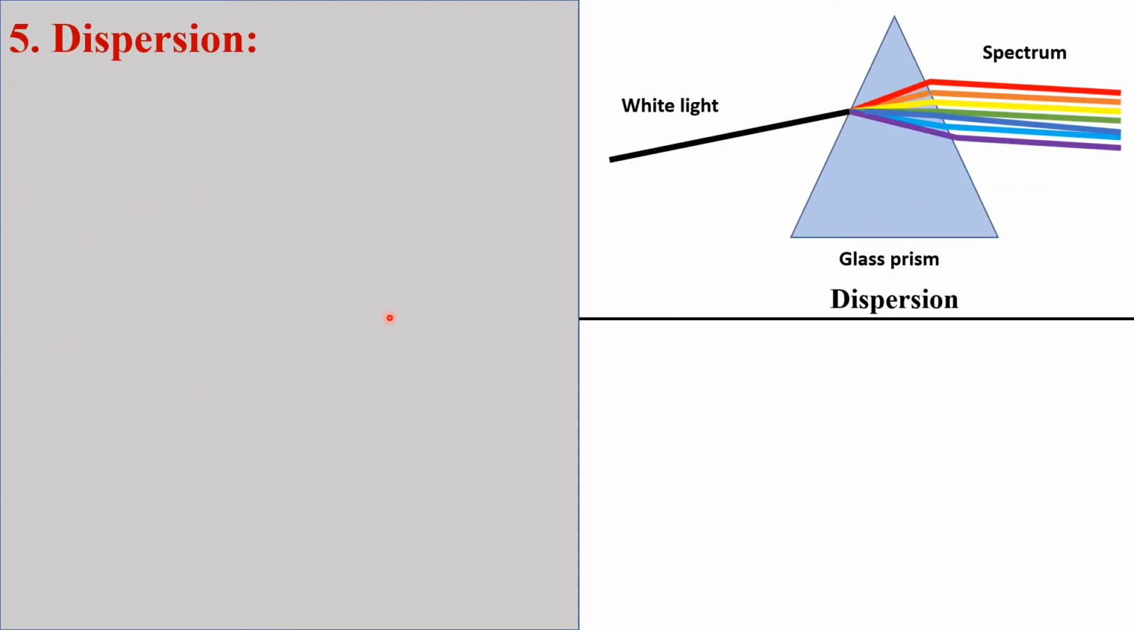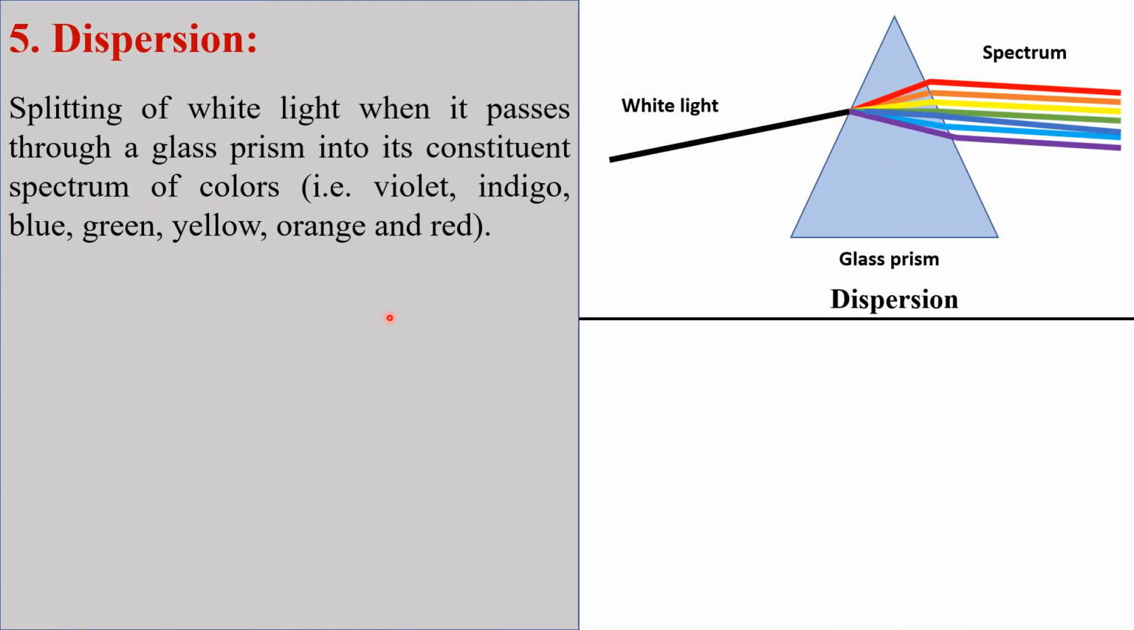Dispersion. Dispersion is splitting of white light when it passes through a glass prism into its constituent spectrum of colors, that is violet, indigo, blue, green, yellow, orange and red. Actually, white light is composed of 7 colors. So, when it passes through a prism like this, it gets split into 7 colors.